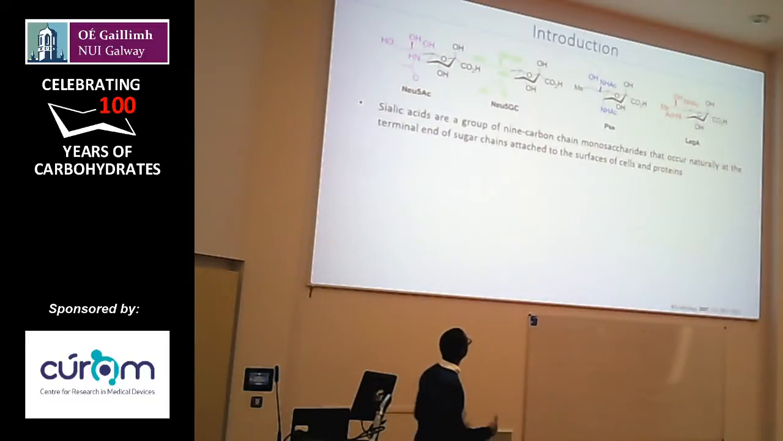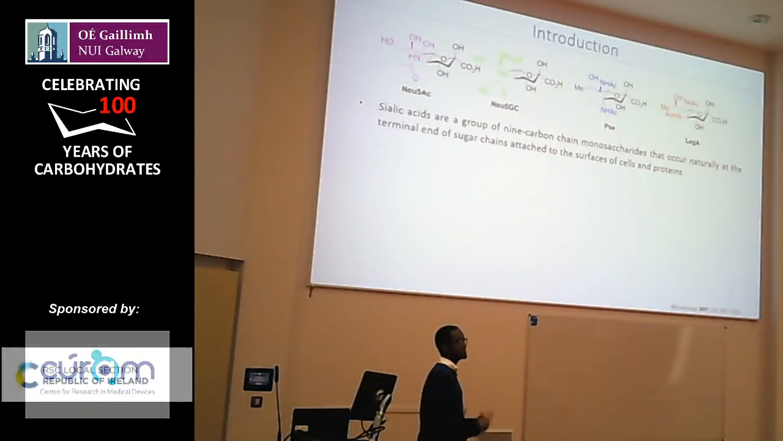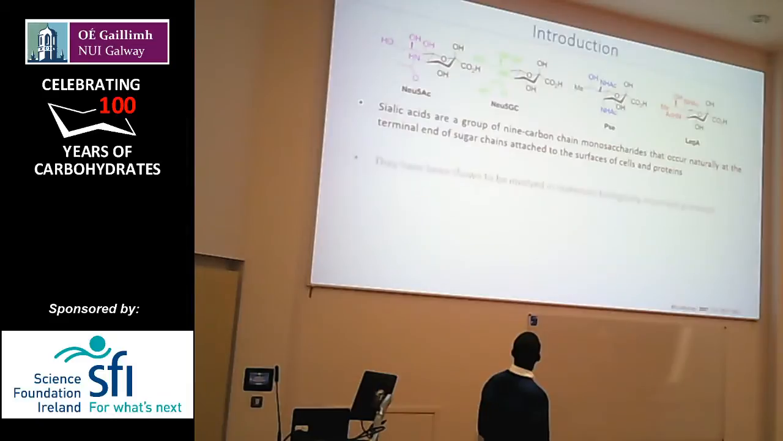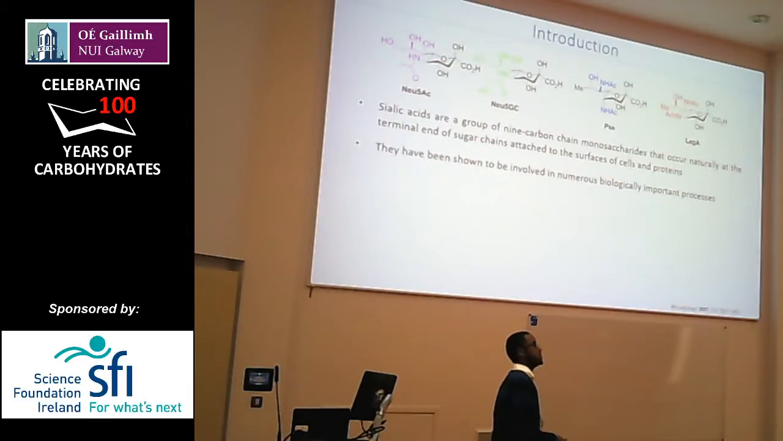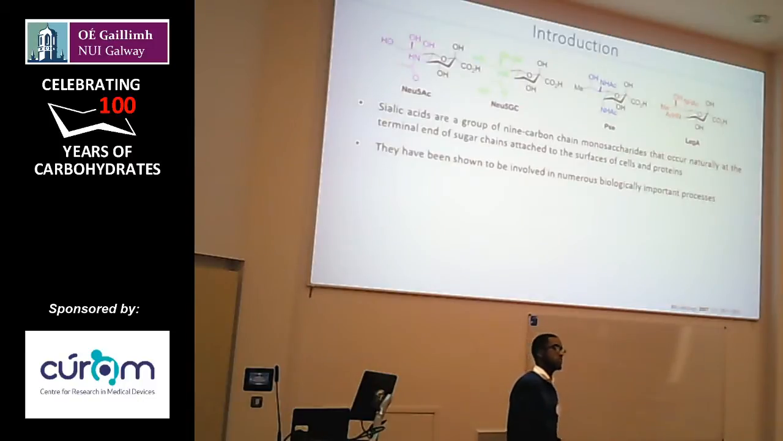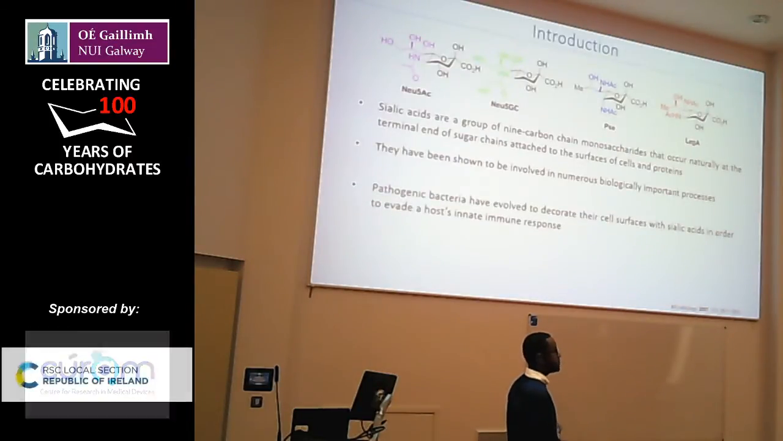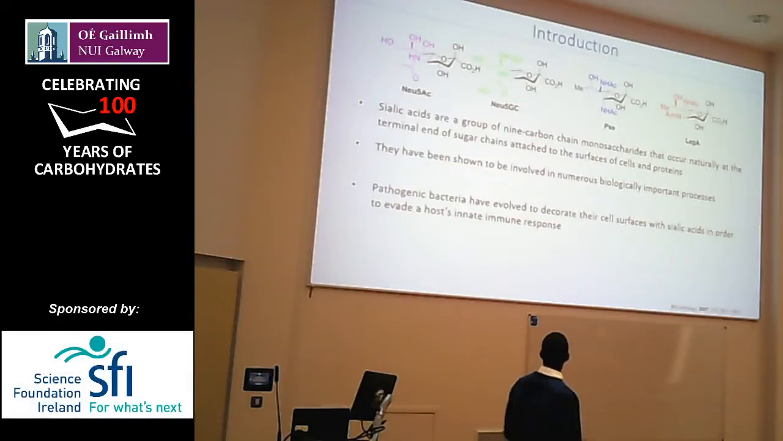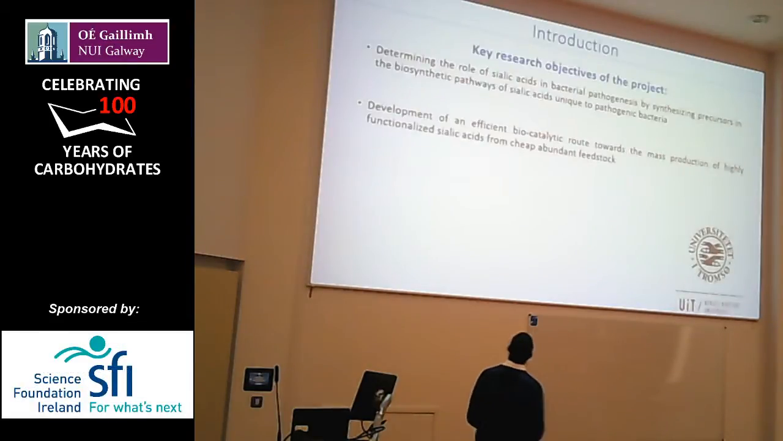Sialic acids are a group of nine-carbon monosaccharides that occur at the terminal end of sugar chains attached to glycoproteins and glycolipids. Because of their terminal position, they have been shown to be involved in numerous biologically important processes such as cellular recognition and adhesion. Because of this, it is said that pathogenic bacteria have evolved to decorate their cell surfaces with these sugars in order to potentially evade a host immune response.